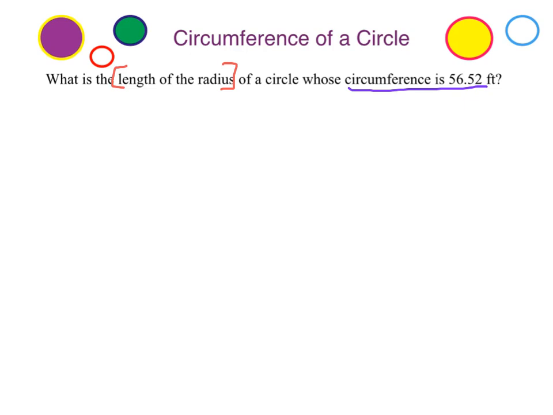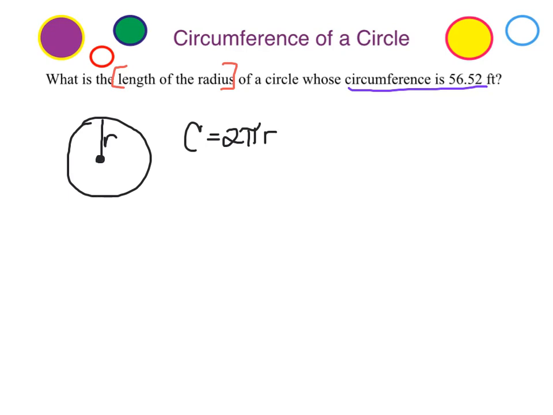Anytime in geometry that we have a problem with words, the first thing to do is draw a picture to represent the words. So I'm going to go ahead and draw a picture of a circle. It's talking about a radius, so I'm going to draw my radius. Since I don't have a number for the radius, I'm going to write r. Since I see circumference, I'm going to then write down my formula. C equals 2 pi r.